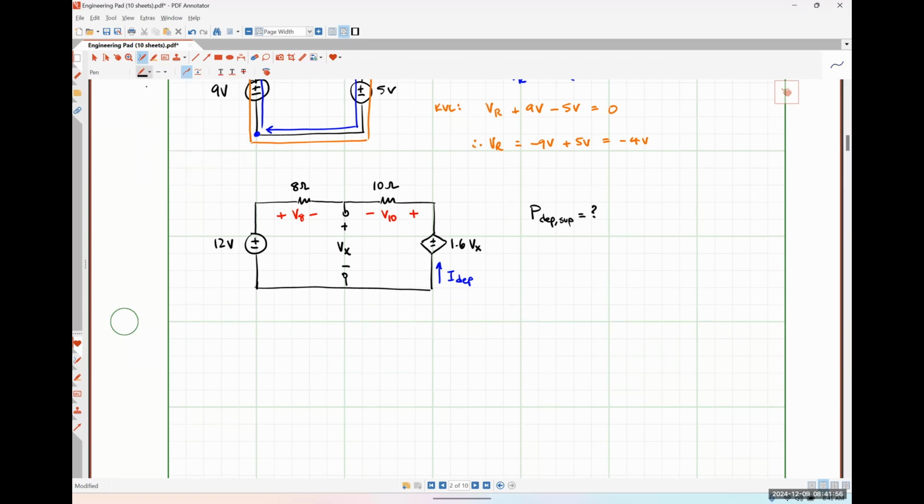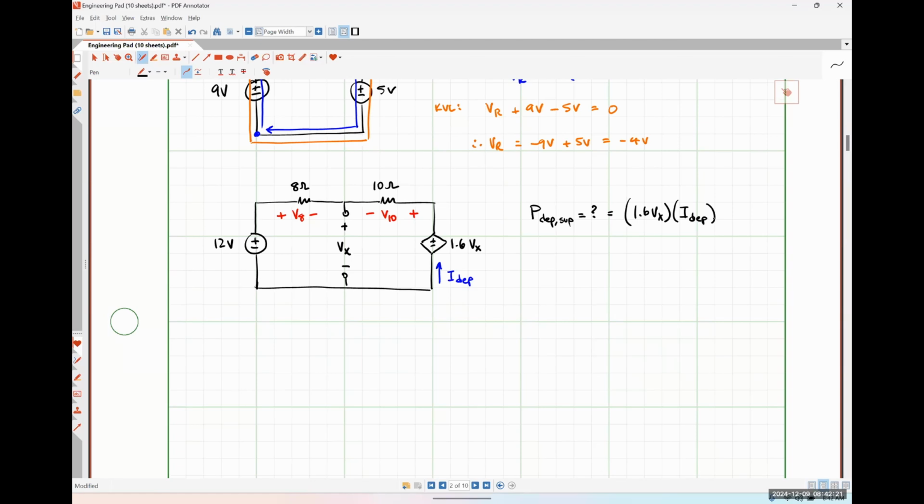And based on things here, we know that the voltage drop across the source is 1.6 Vx. The current flowing through the source, whenever we figure that out, will be I dependent. And because the current is flowing into the negative polarity terminal, just multiplying those two quantities together is going to give me my supplied power based on passive sign convention.